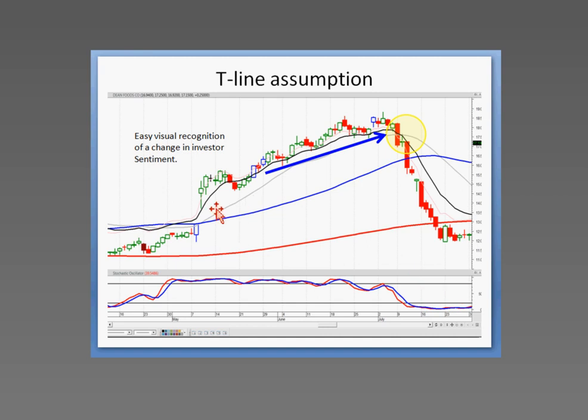If we can see, based upon our gap up and our 45-degree, that all we have to do is stay long until we see that sell signal and a close below the T line. That tells you there's been a change of investor sentiment, and it's confirming the sell signals.